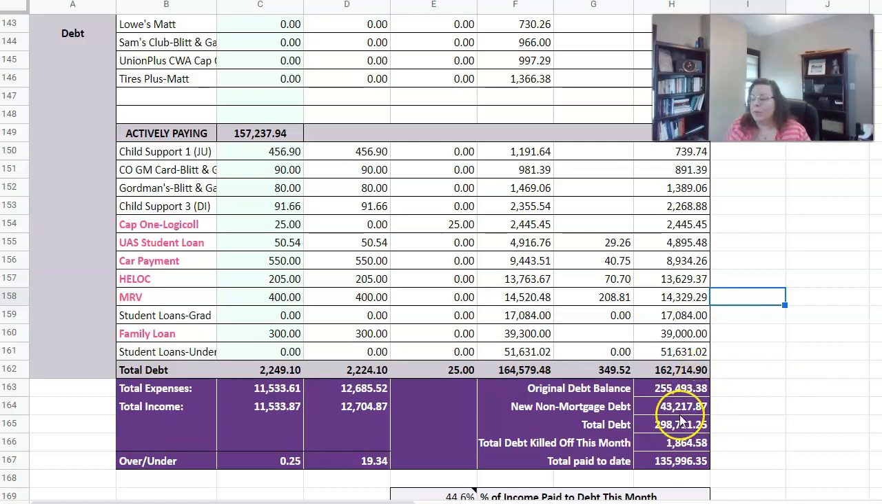So when you add these two numbers together, then that puts us at $298,711. That is our total non-mortgage debt, $298,711. Now, in the month of May, we killed off $1,864. And by that, what I mean is the difference between where we started and where we ended, right? That takes into account all the payments that we made plus the interest that was accrued. So we paid down $1,864, and then the total paid to date is $135,996.